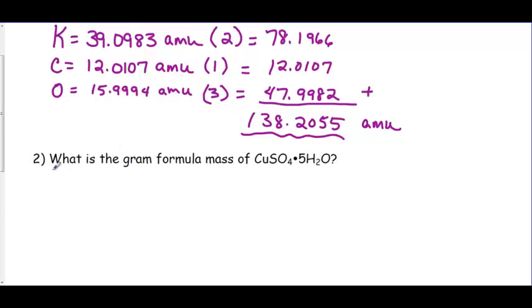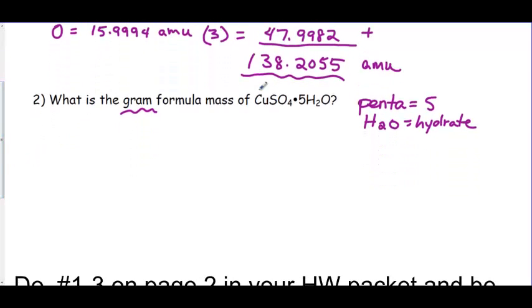Now, the second example is what is the gram formula mass of copper sulfate pentahydrate. I'm using the prefix penta, which is equal to 5, right? And we have water here. So this is a hydrate, and we're going to learn about this in this unit. This is where I get the name from, pentahydrate, and that little circle there tells me that it's a hydrate. It's not actually part of the formula, but it's been absorbed. So it's still going to be considered part of the gram formula mass.